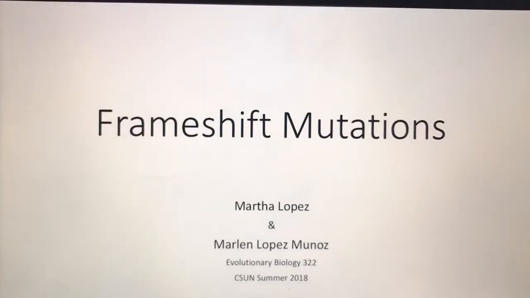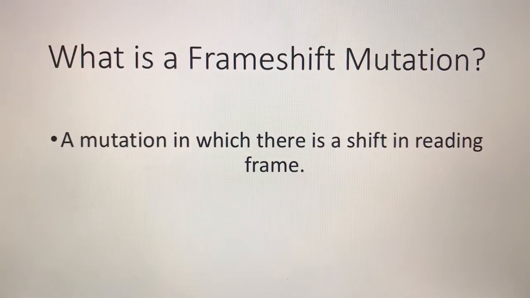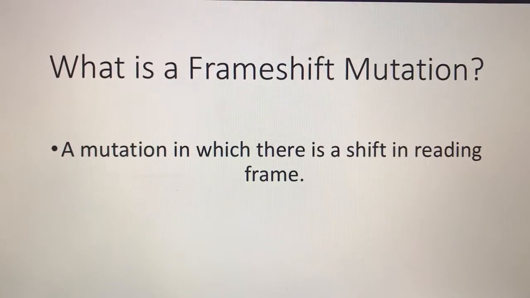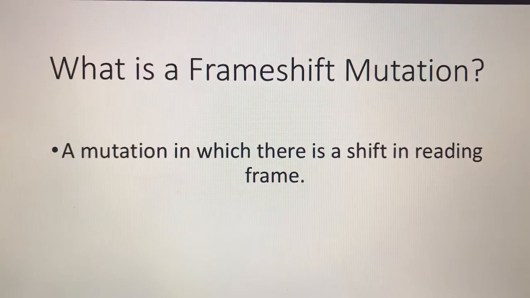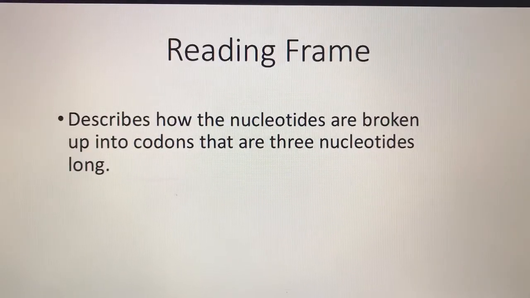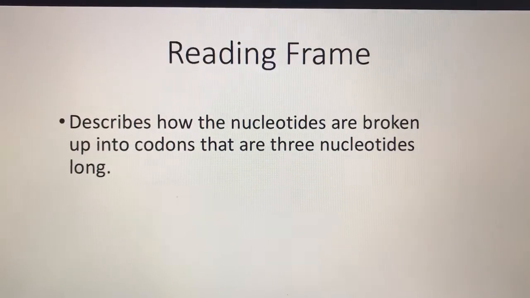Frameshift mutations. What is a frameshift mutation? A mutation in which there is a shift in the reading frame. This is caused by a deletion or insertion of a number of nucleotides that is not divisible by 3. A reading frame describes how the nucleotides are broken up into codons that are 3 nucleotides long.